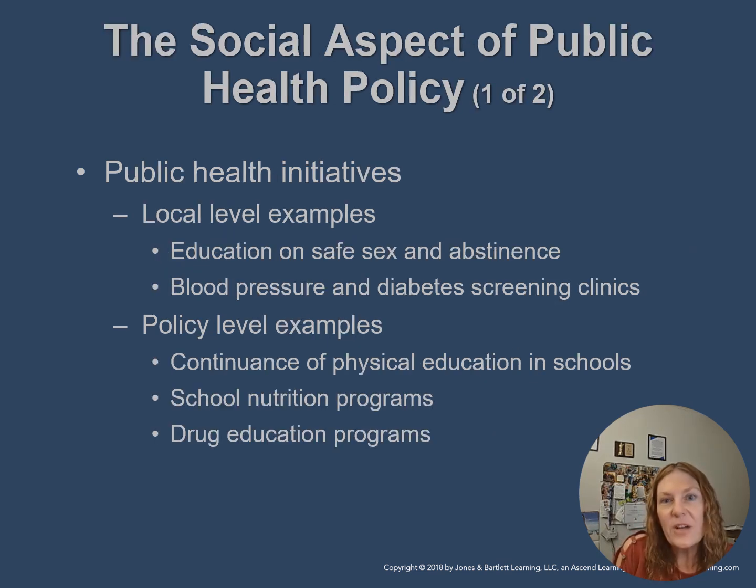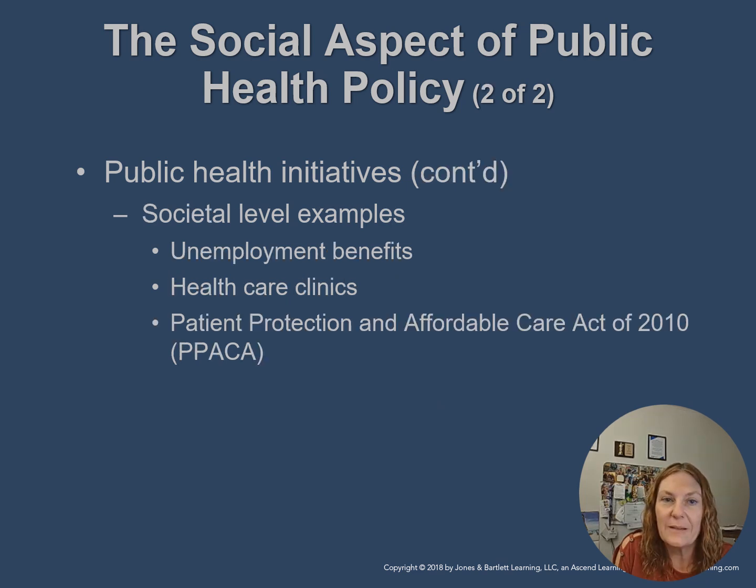Public health policy addresses social determinants at both the local and the national levels. Locally, this might mean safe sex education, free blood pressure screenings, or nutrition classes. Policy efforts include keeping physical education in schools, expanding school meal programs, and providing drug education. Each of these initiatives tries to reduce disparities before they become emergencies.